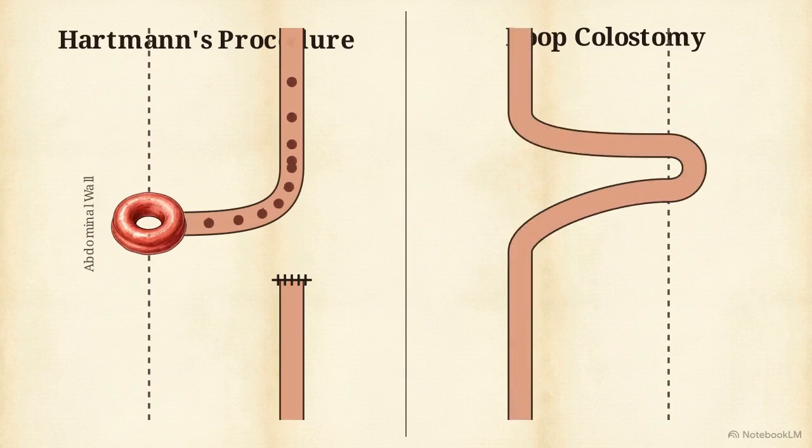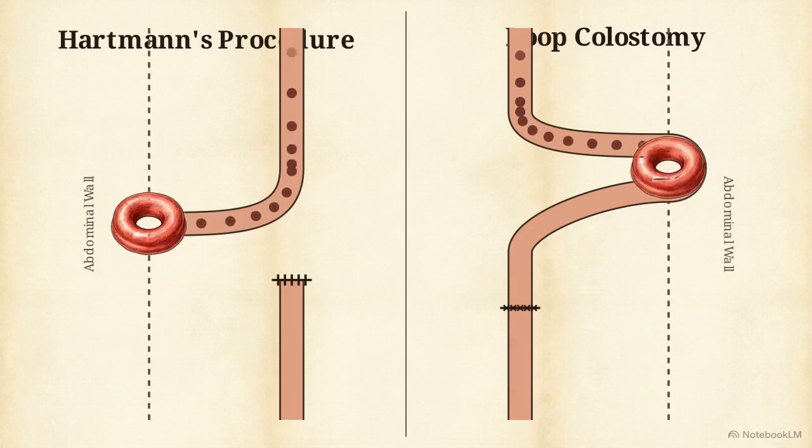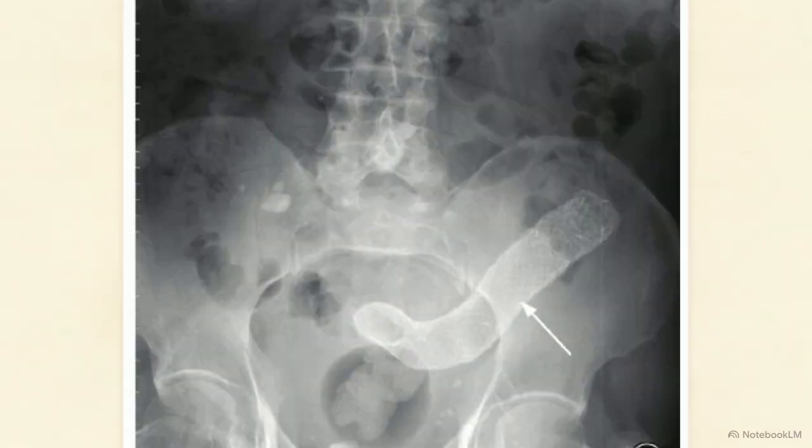On the right, a loop colostomy maintains the continuity of the distal tract. It is typically a temporary measure, designed simply to divert the flow of feces and protect a fragile surgical anastomosis downstream. This radiograph displays an expanding metal stent positioned across an obstructing left-sided lesion.